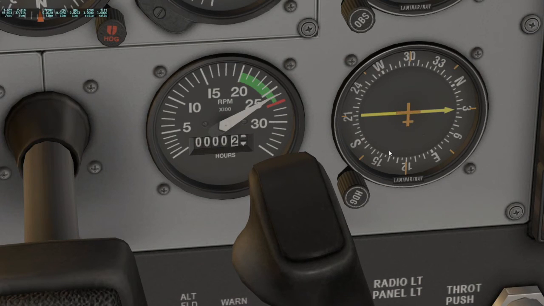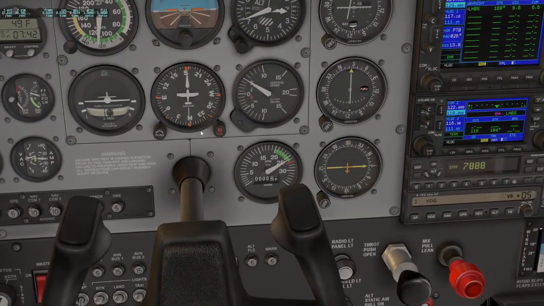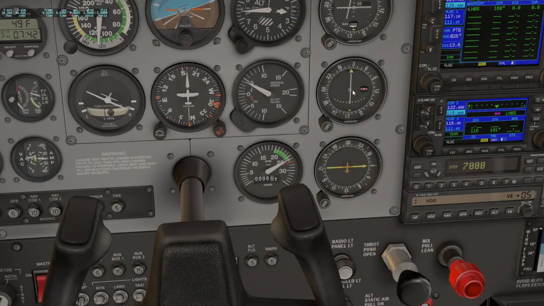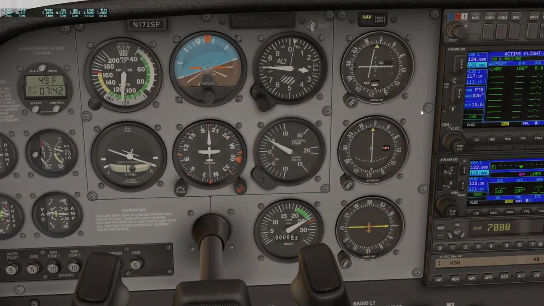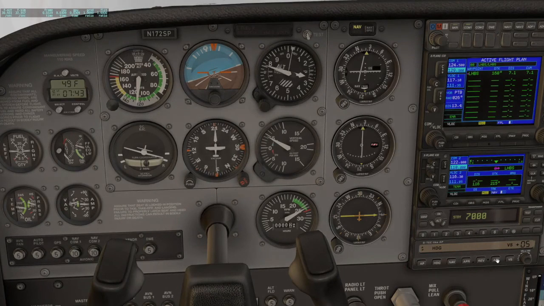So let's go ahead now and fly in the 300 direction. Here we go, turning to the 300 direction. We're approaching 3,000 feet, and we have to make sure we maintain altitude. Just a second while we're turning.